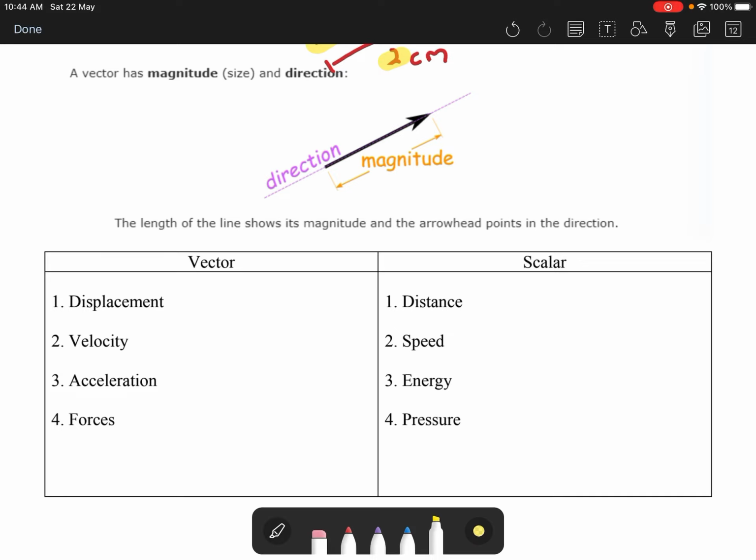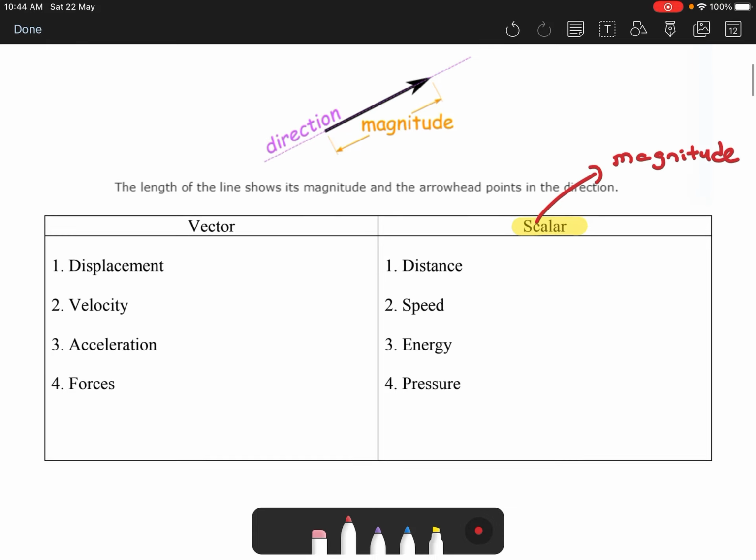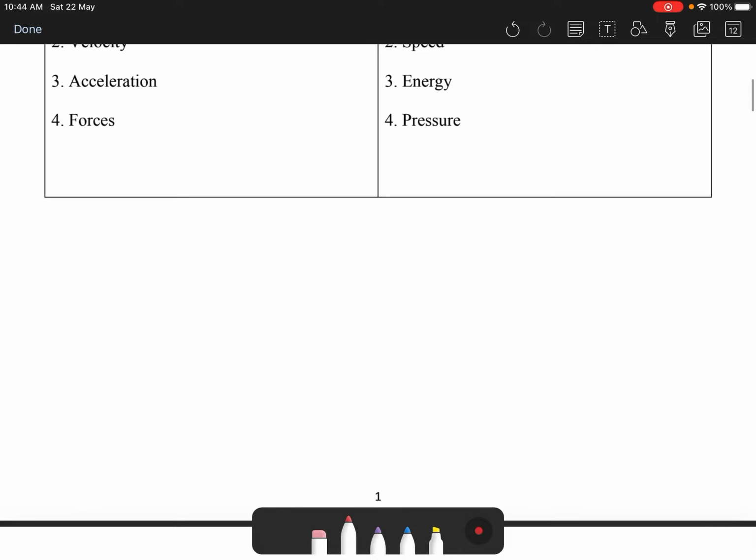Okay, the next thing about vector is that it actually has a opposite counterpart. And this opposite counterpart is what we call the scalar. Scalar itself only has magnitude. So magnitude only, no direction. So we do not need to indicate any direction. Right? Okay, so this, yeah.